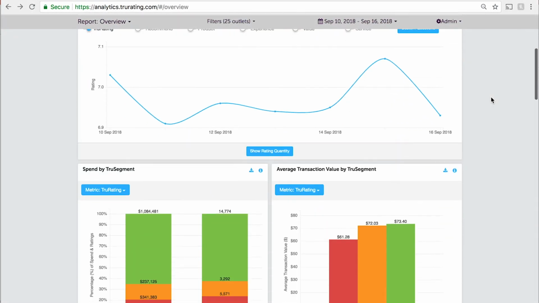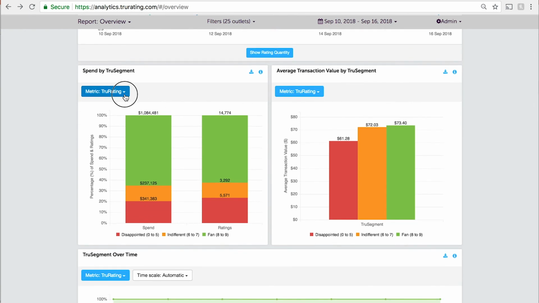So go ahead, jump onto your dashboard, play around with this, see which metric needs the most improvement, and see if it's linked to a higher customer spend.